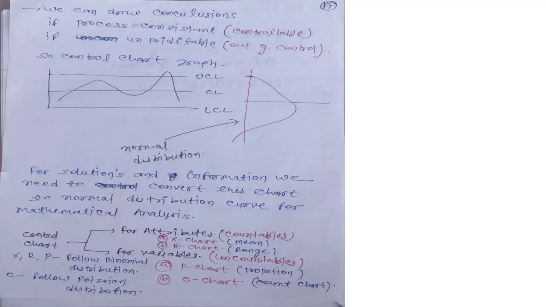We can draw conclusions from this: if the process is consistent, it is known as controllable. If it is unpredictable, out of control, it means we cannot control this process. That is known as out of control.